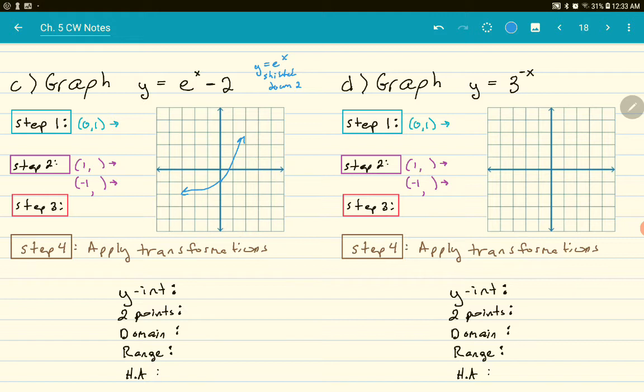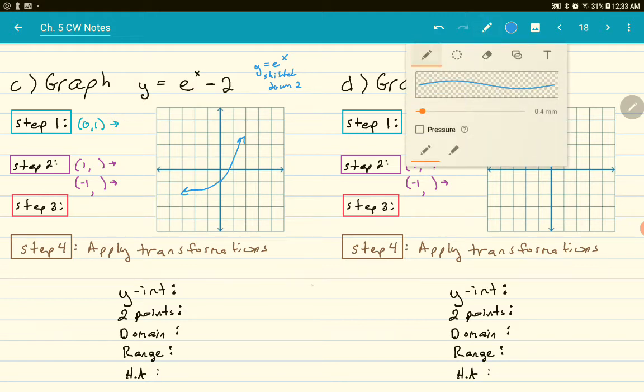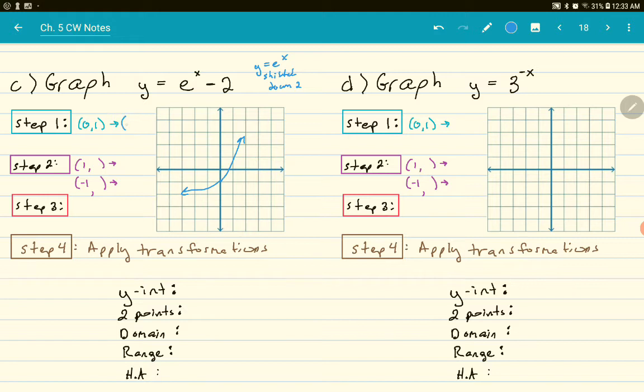I'm going to do it more officially here by finding some points. So what happens to that 0, 1 point? That got shifted down 2. So that became 0, -1. And then our step 2 in the parent function, e is our base. So if we have a point at 1, e and -1, 1 over e, we're going to shift that down 2. So for step 1, that one's right there now. And in step 2, we get 1, e moves down to 1, e minus 2.